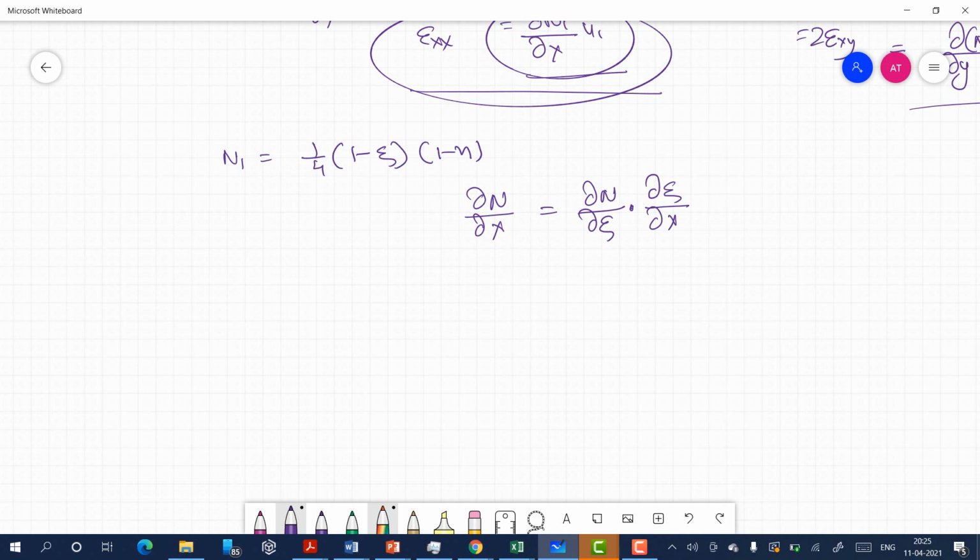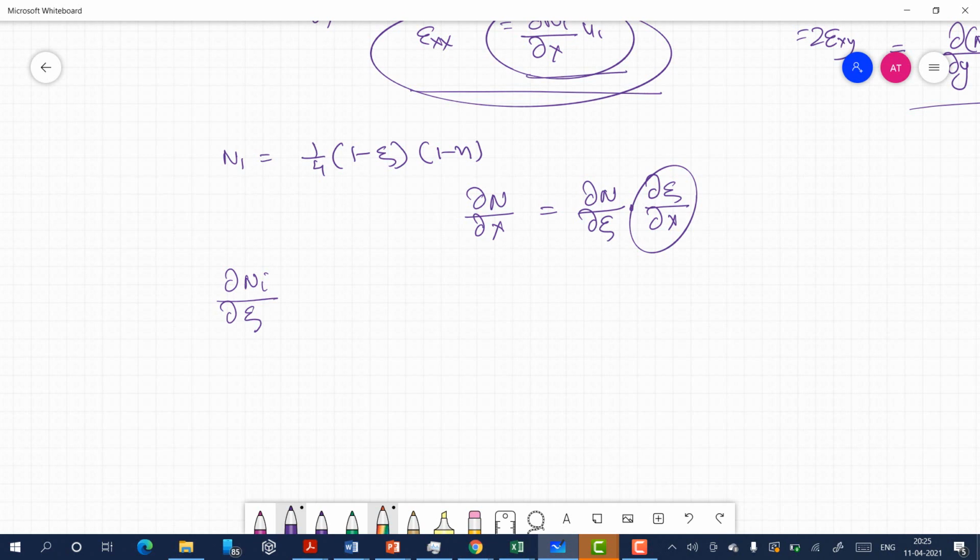And this is where our Jacobian will come. So let us first find out del N by del zeta, and then we will look at how to find out del zeta by del x. So how do we find out del N i by del zeta? I have said epsilon again, but it should be zeta.